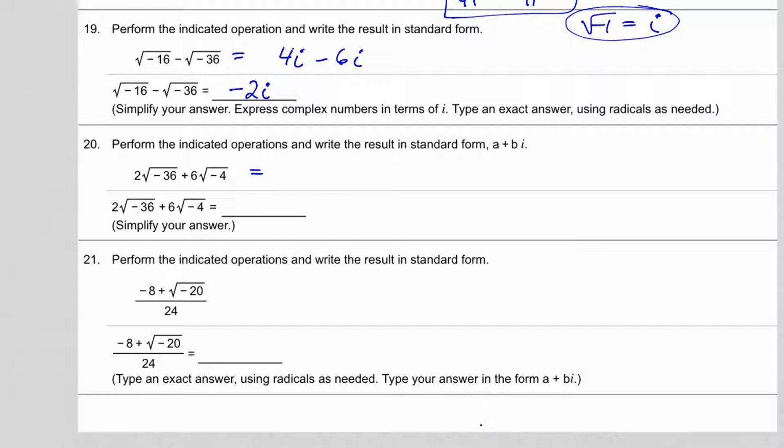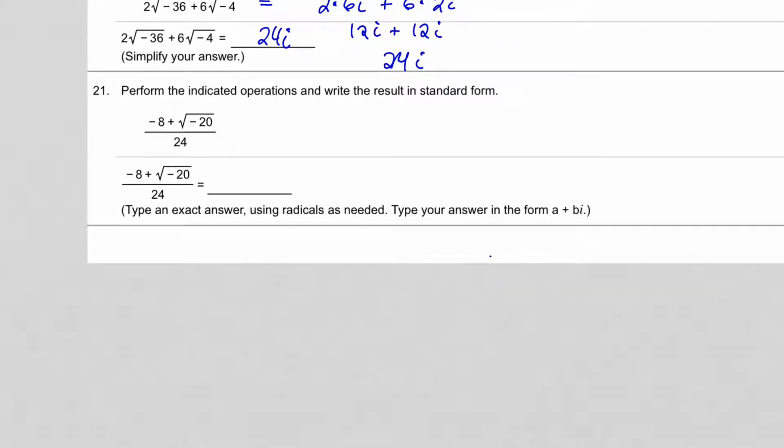Okay. So again, we have some more perfect squares here. So that's 2 times 6i plus 6 times 2i. So that's 12i plus 12i, 24i. Okay. Now the last one is just to write it in standard form, so everything is pretty much done for you. We just need to separate. Actually, we need to take care of that.